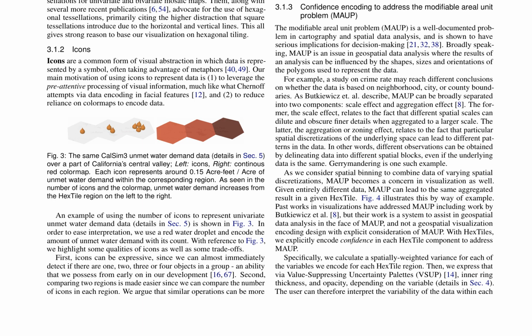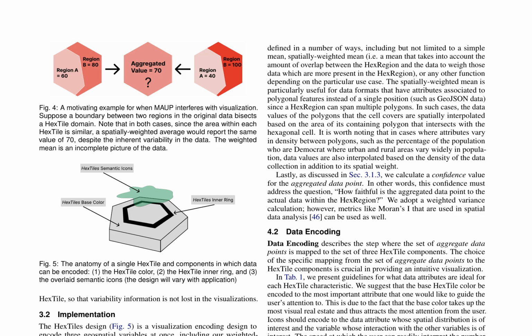The paper addresses the MAUP problem, which arises from the fact that the results of an analysis can be influenced by the shapes, sizes, and orientations of the polygons used to represent the data. The HexTiles design explicitly encodes confidence in each HexTile component to address MAUP. The confidence is calculated as a spatially weighted variance for each variable and is expressed via value-suppressing uncertainty palettes, VSUP, inner ring thickness, and opacity. The user can interpret the variability of the data within each HexTile region.